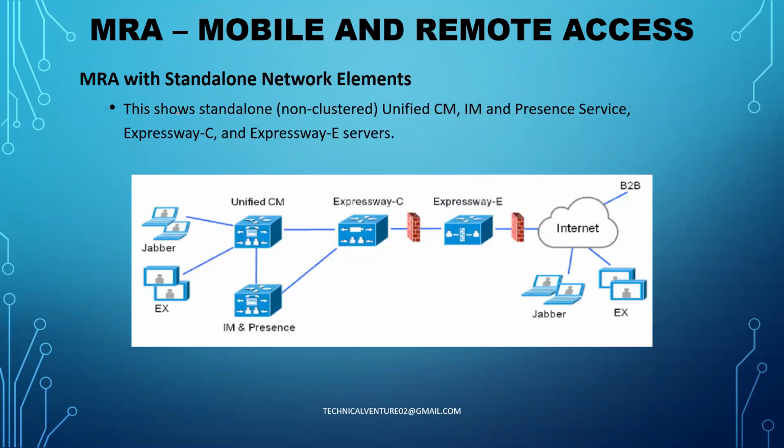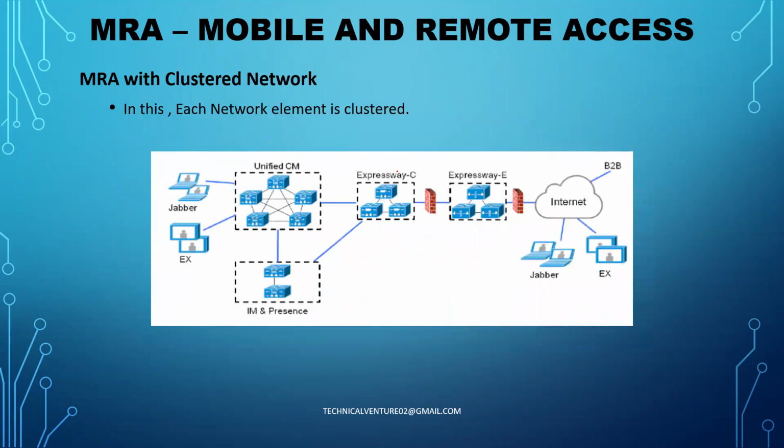Here you can see this shows standalone Unified Call Manager, IM and Presence service, Expressway Core, and Expressway Edge servers. This is the same diagram which we were discussing, right? Unified CM is there, IM and Presence is there, Jabber clients are there. That's why it is named standalone network elements. If one Expressway Core goes down, we don't have any other Expressway Core server, or maybe it's not in a cluster. It's a standalone one.